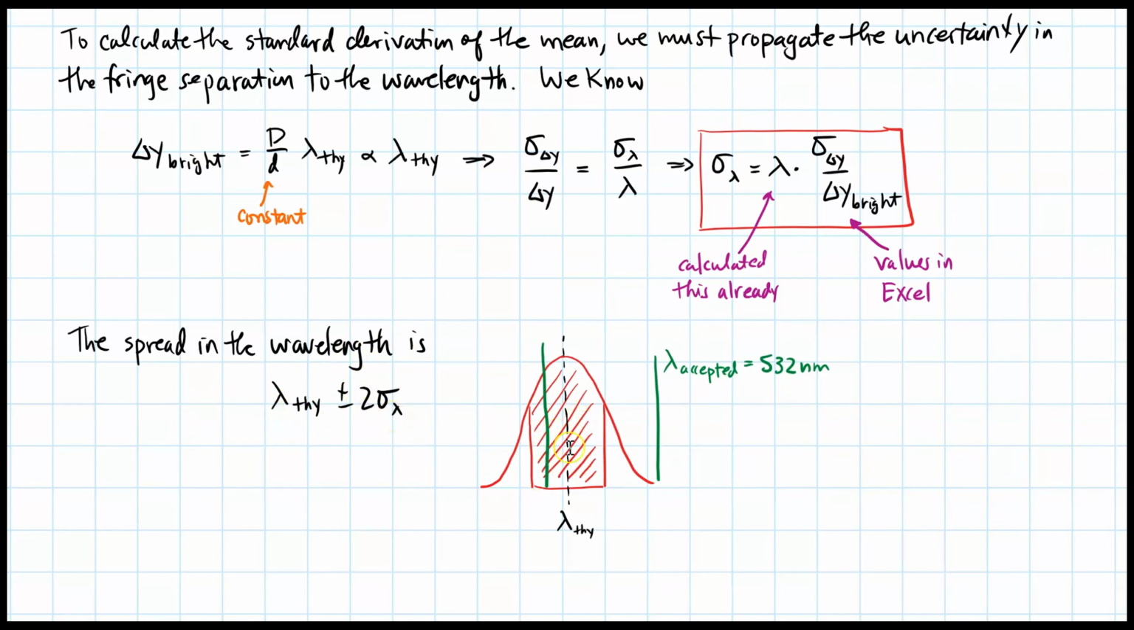So if I look at that confidence interval, if lambda accepted, which is 532 nanometers, is outside the confidence interval, then it's not consistent with your predicted value. If it lands within the confidence interval, then we say it's consistent. So after you make the measurements, then determine whether it's consistent or inconsistent.